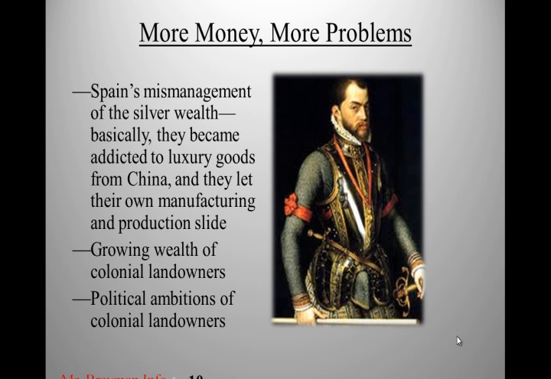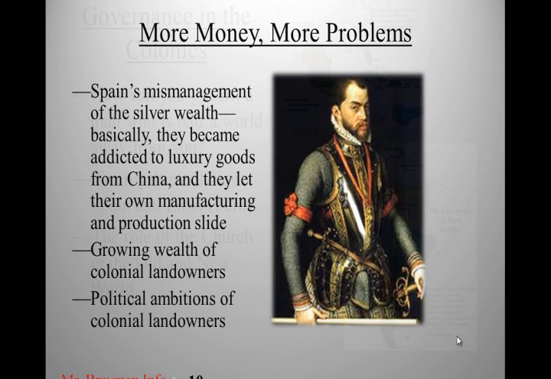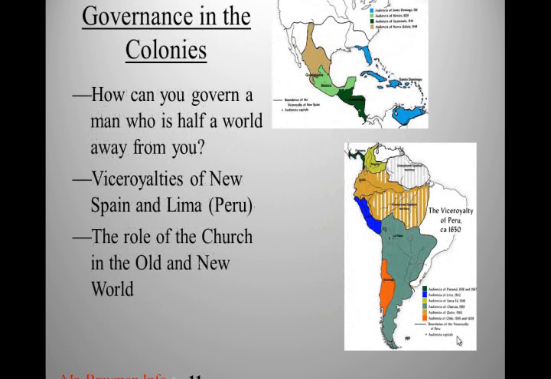And so the money and the wealth and power that came out of the silver trade and the farming in this area, for things like sugar, caused a lot of havoc in Europe as well. And so, like I said, governing colonies so far away was very difficult, right? How do you control a man who's halfway around the world from you?